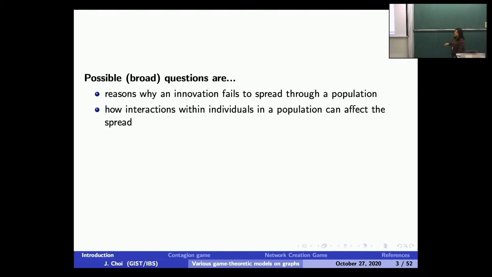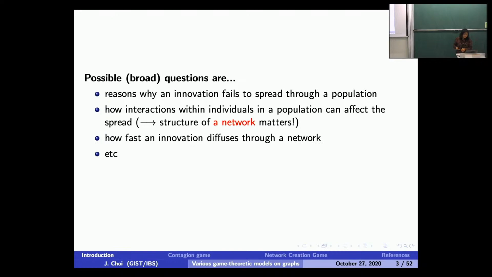For the first part, the possible, maybe very broad questions are to find some reasons why an innovation fails to spread through a population, or how interactions between individuals in a population can affect the spread. In this case, the structure of the graph really matters. And then maybe how fast an innovation diffuses through a network. But for today's talk, we're not going to talk about the third one, though there are a lot of related issues with this question.